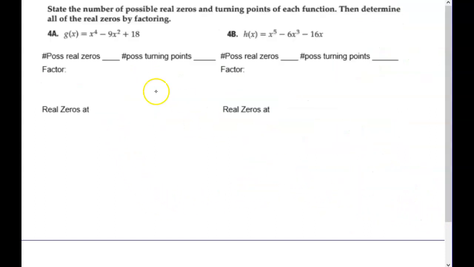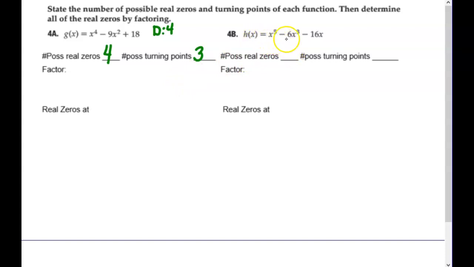All right, so we're going to practice some stuff here. This is degree what? Degree 4. So the number of possible zeros is 4, and the number of possible turning points is 3, because it's n minus 1, degree minus 1. Let's do that part on 4b, and then we'll come back and do the other part.